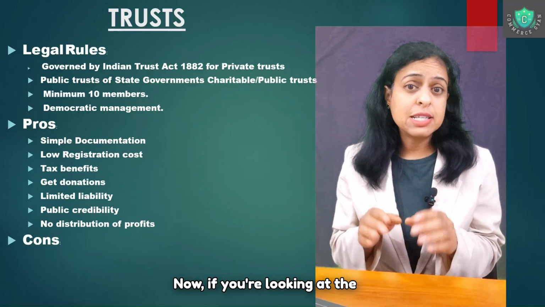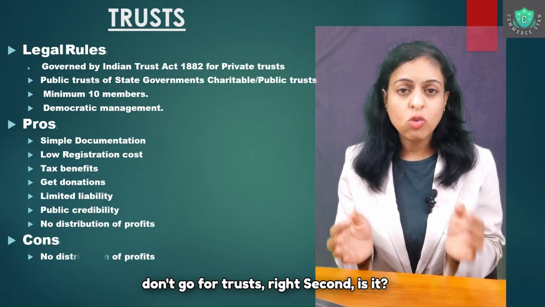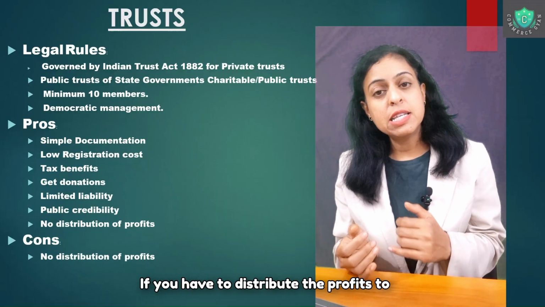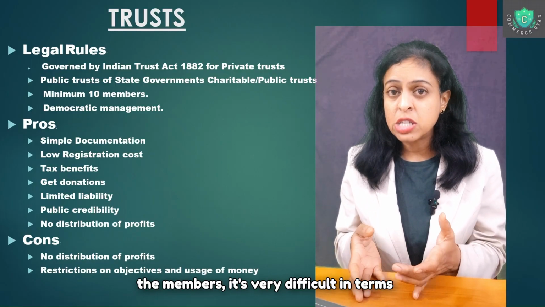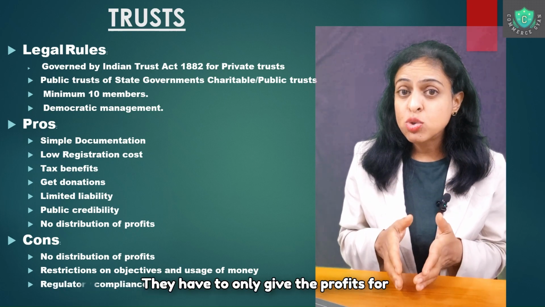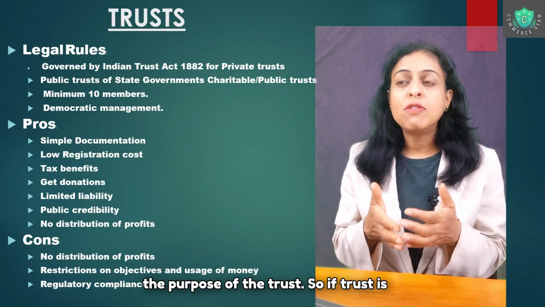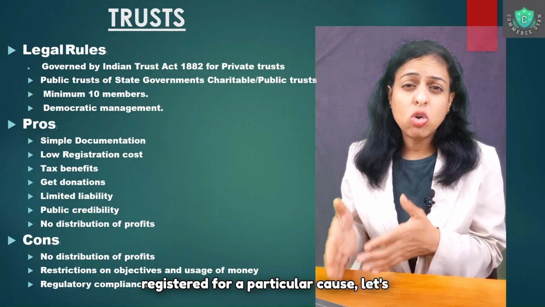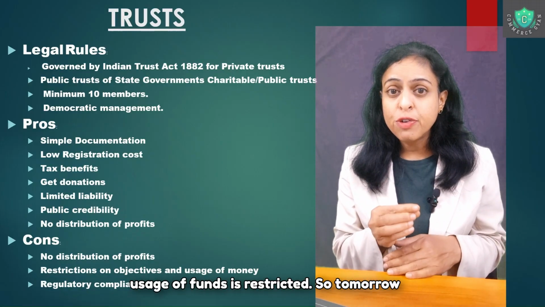Now, if you're looking at the disadvantages, it's not a pure business activity. So pure business activities don't go for trusts, right? Second is, if you have to distribute the profits to the members, it's very difficult in terms of trust, because trusts normally have to comply with guidelines of the government. They have to only give the profits for the purpose of the trust. So if a trust is registered for a particular cause, let's say environmental cause, then you cannot use the funds for something else. So usage of funds is restricted.